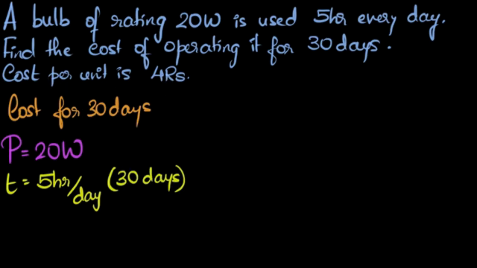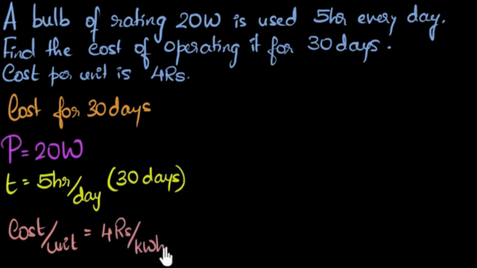And we're also given the cost per unit. So again, the unit is the same as kilowatt hour. So the cost per unit is 4 rupees per unit. Unit is kilowatt hour. All right, so what do we do? Well, again, we have to figure out how many kilowatt hours is the energy consumed. And once we know that, we know for each kilowatt hour 4 rupees. And so then we can go ahead and do the algebra.